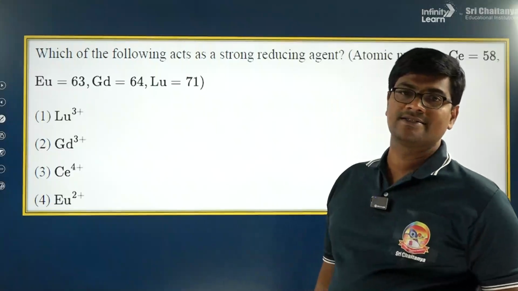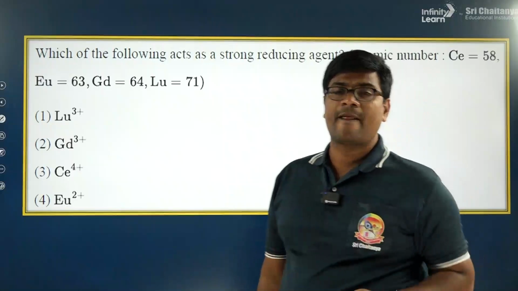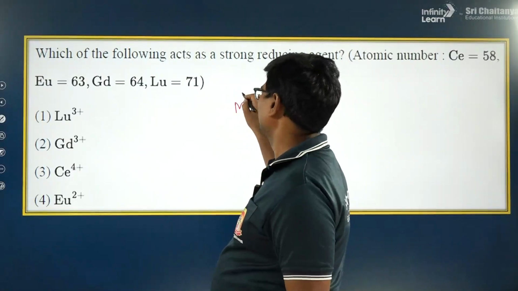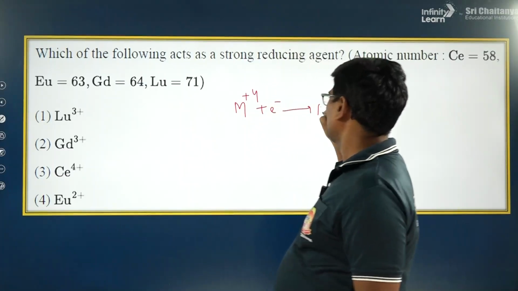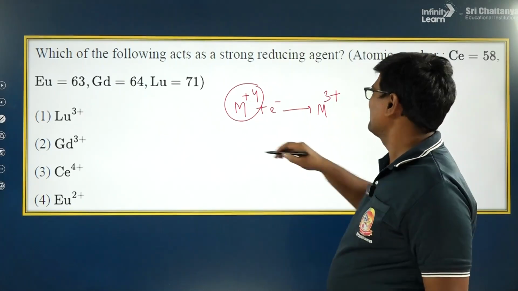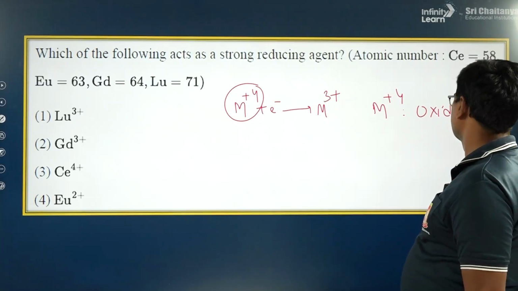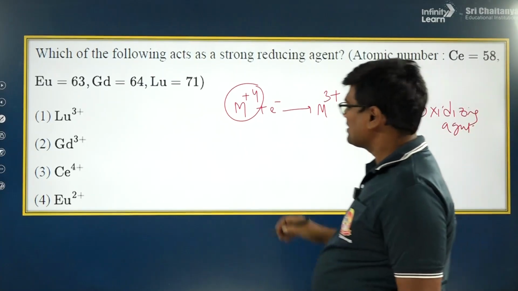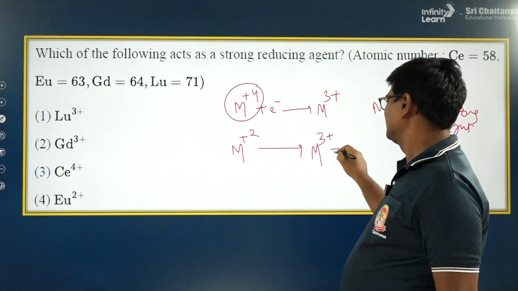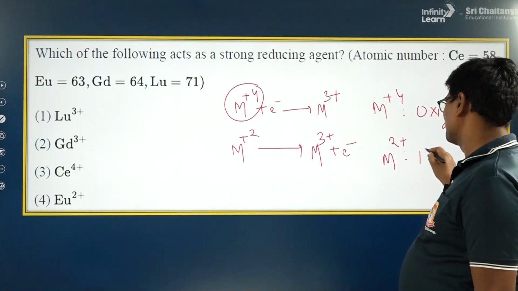This is about lanthanides only. Which of the following acts as a strong reducing agent? As we discussed in the case of oxidation power, lanthanides that have a +4 state gain an electron and convert into the M3+ state. Therefore, M4+ is an oxidizing agent. If they have a +2 state, it loses an electron and converts into M3+. Therefore, M2+ is a reducing agent.